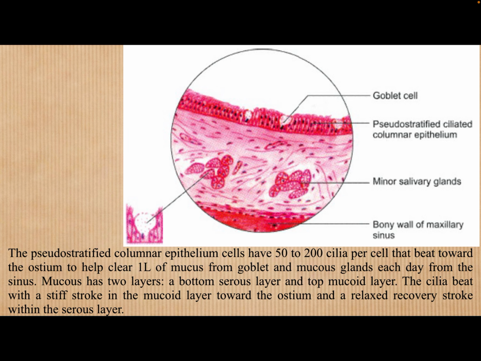And the mucus, as already said, consists of two types of layers, that is the bottom serous layer and the top mucoid layer. The cilia beat with a stiff stroke in the mucoid layer towards the ostium and a relaxed recovery stroke within the serous layer. This way the mucus that is produced within the maxillary sinus is cleared from the sinus.